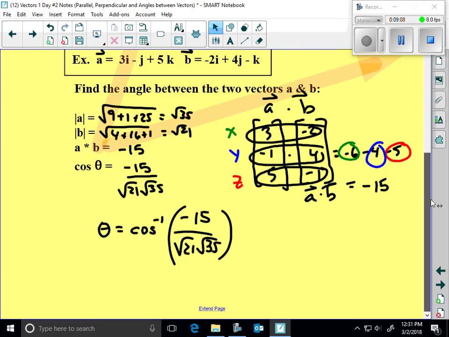But that's it, guys. That's vectors, parallel, perpendicular, and angle between.